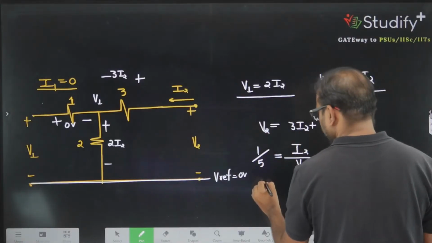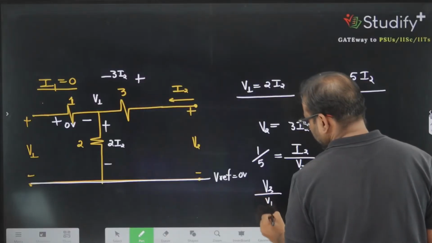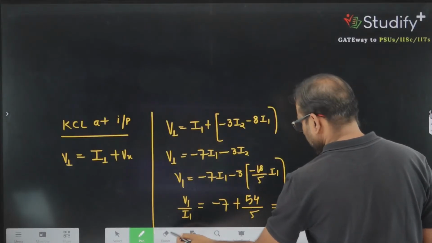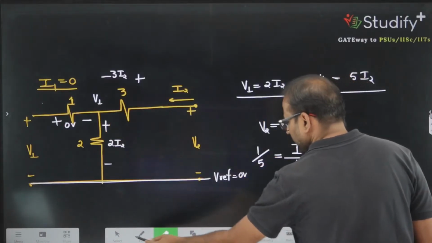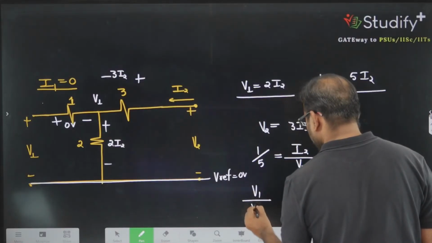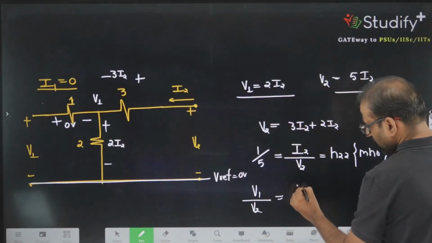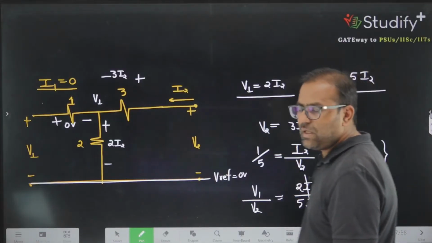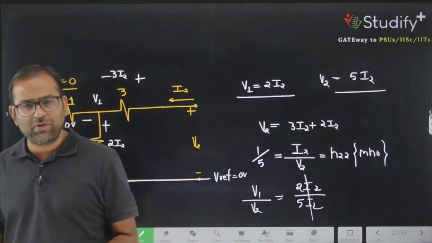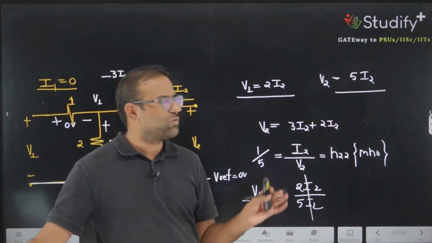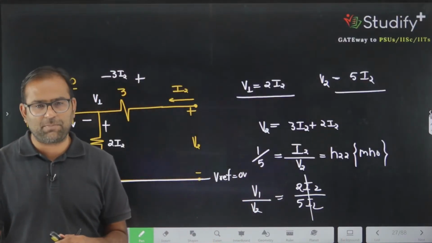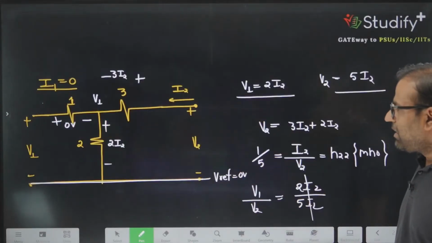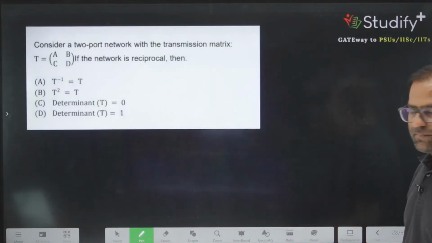Correct? So the V1 divided by V2 ratio is needed. V1 is 2I2 and V2 is 5I2. That ratio is what? 2 by 5. The analysis is the same. If you are comfortable with KVL and KCL problems, there is no problem in analyzing this type of network. It is very simple to analyze this kind of network. You can directly solve using the H parameter model.